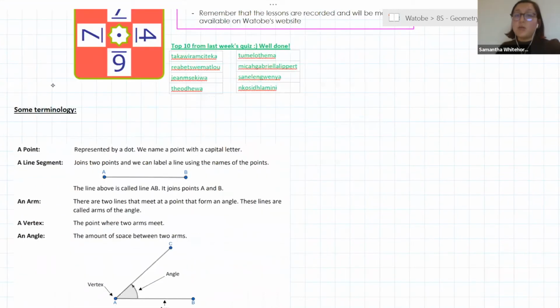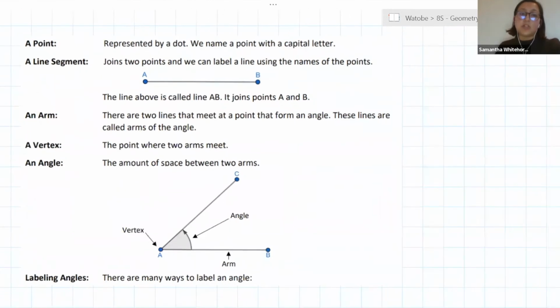What I'm going to start with is just some terminology. Now, guys, I wouldn't waste time writing this down. Take a screenshot of it. That's another thing you need to be able to do, is take screenshots on your device or whatever you're using. Especially for something like this, I'm not expecting you to learn that off by heart, but it is important that you know these things so that when I use these words, you know what I'm talking about. Okay, so just some terminology to start with.